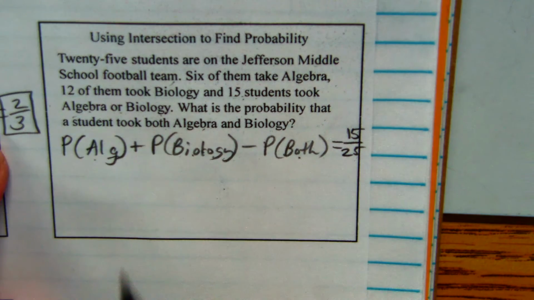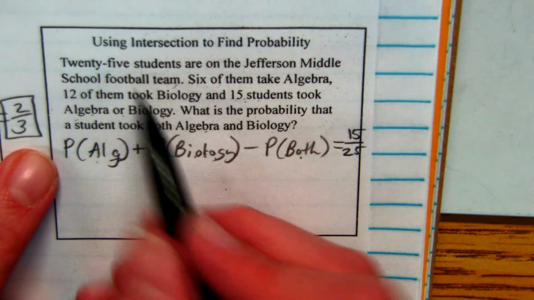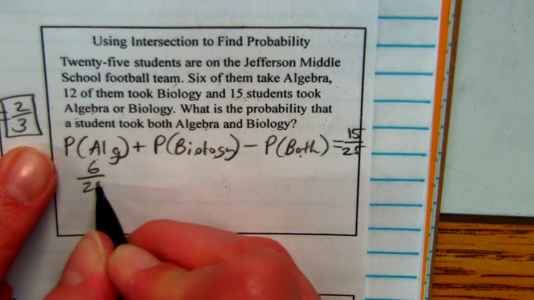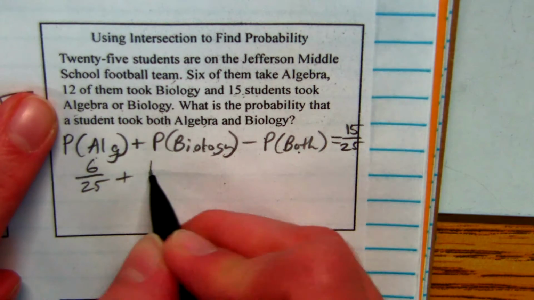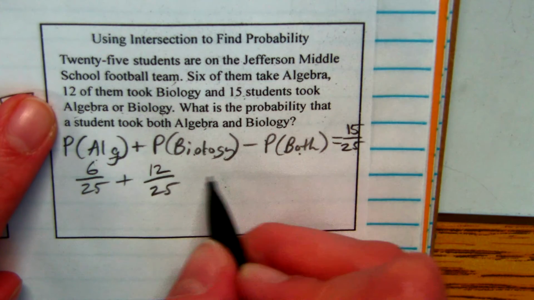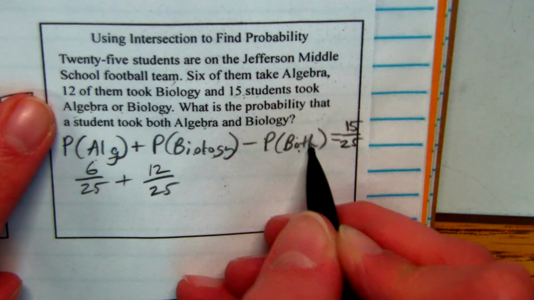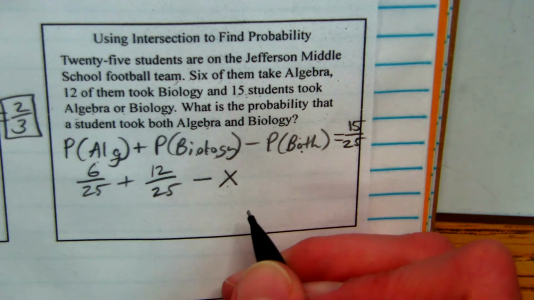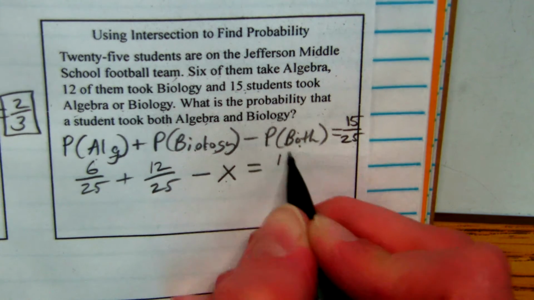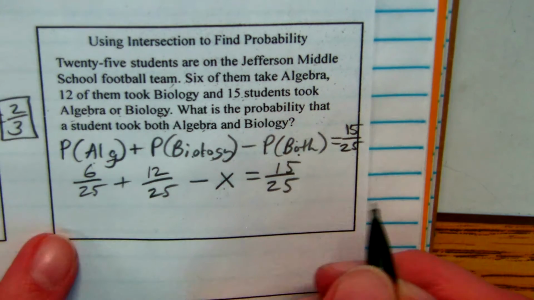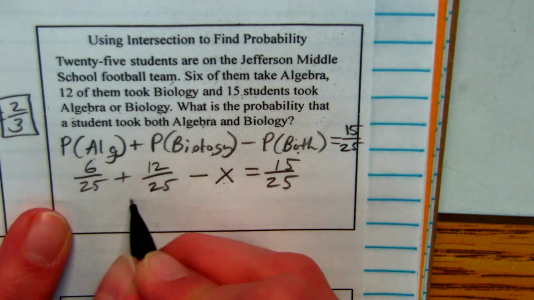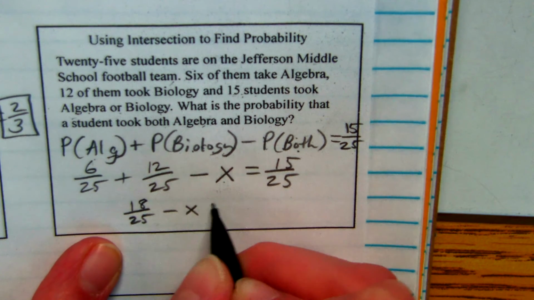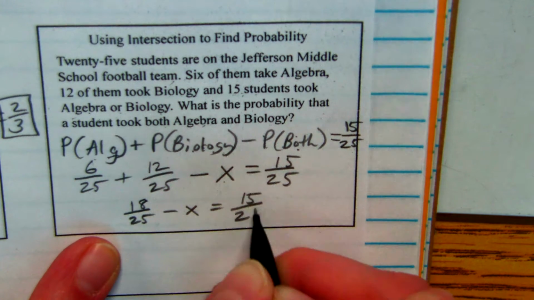Super complicated. All right, so the algebra: there's 25 students, and we know 6 of them take algebra, so that's 6 out of 25. There's 12 taking biology, so 12 out of 25. We don't know how many there are for both. So the probability of both, if you want, you could just put an X there if that's something you're more comfortable with thinking about equations. Over here we have 15 out of 25. So if I add these together, I have 18 25ths minus X equals 15 25ths.